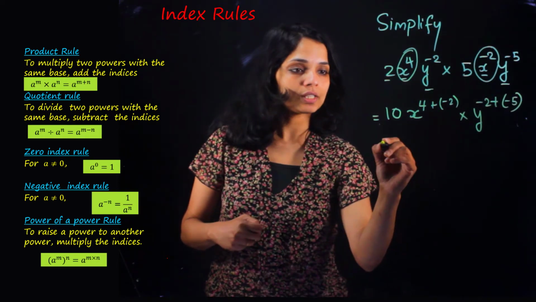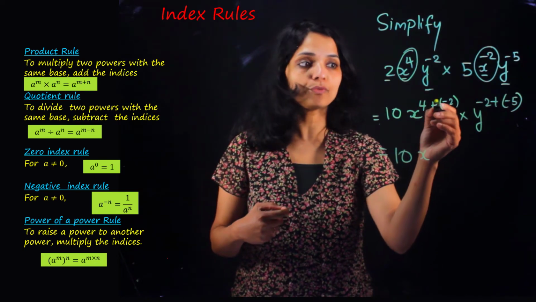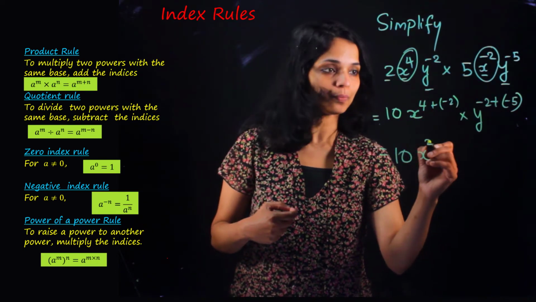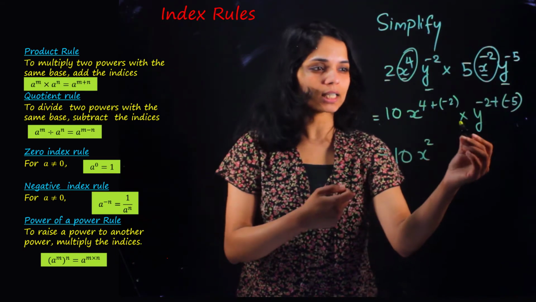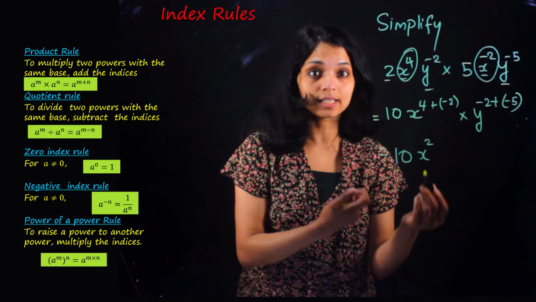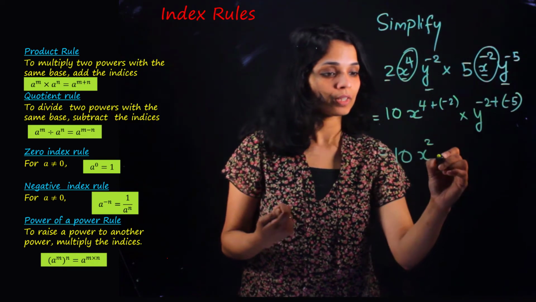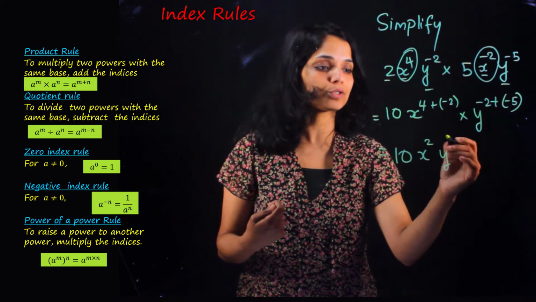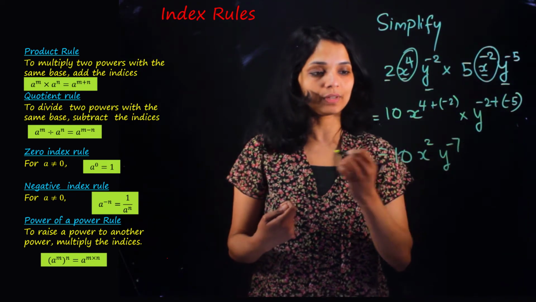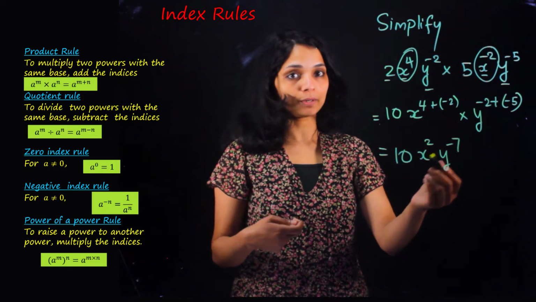Okay, so this is then 10 to the power 10, x to the power 4 plus minus 2 is 2, and times. Because it's a times, you don't have to write times in here, so it's simple, you can leave writing. So y to the power minus 2 plus minus 5, two negative numbers, it's minus 7. Okay, so that's the answer, 10x to the power 2 times y to the power minus 7.